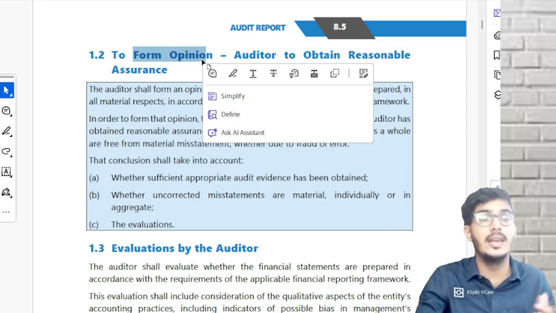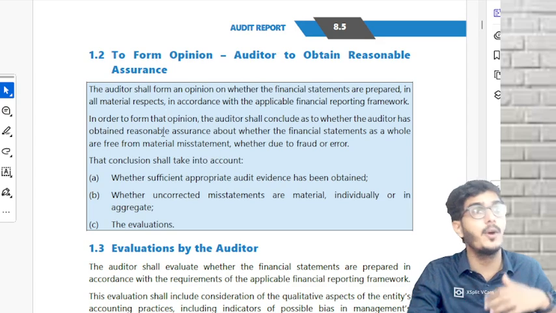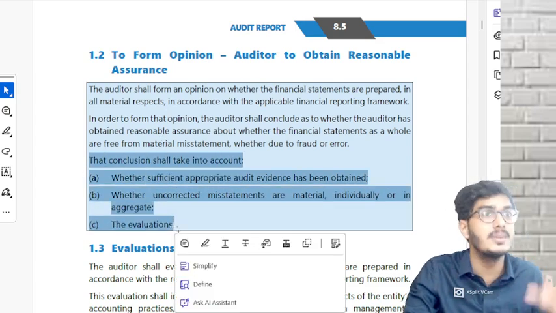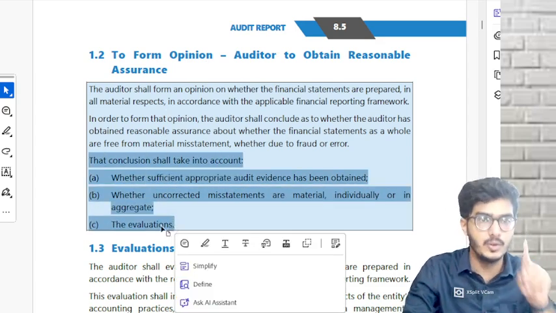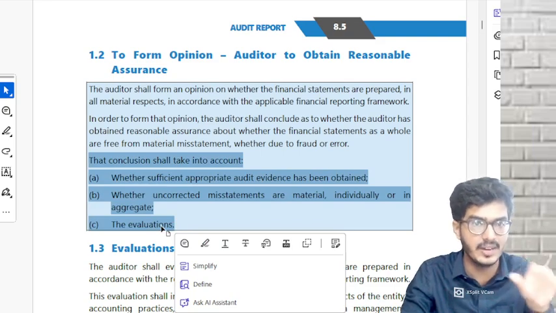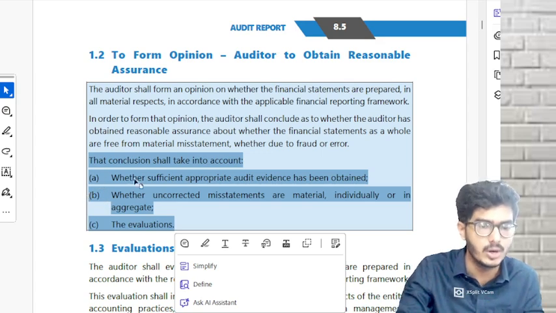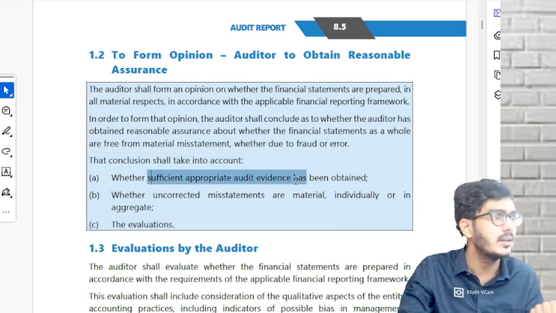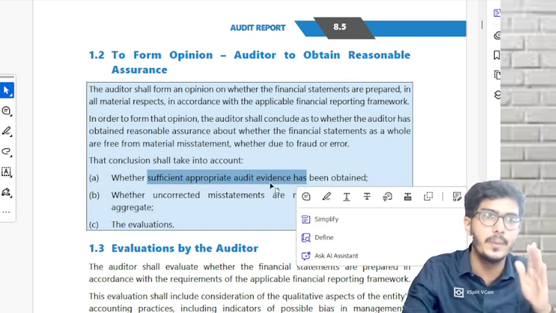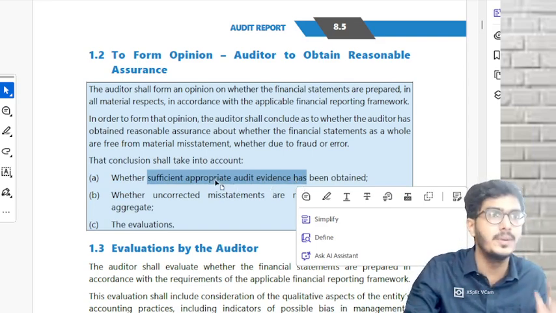Same thing over here. So they're telling over here that whenever the auditor wants to form an opinion, these 3 things he must take into account. Whenever you're forming or giving an opinion, these 3 things you must take into account. Without these 3 things, you cannot give an opinion. What are those 3 things? First, make sure that you have obtained SAE. Without SAE, can you give an opinion? No. You have to obtain SAE.